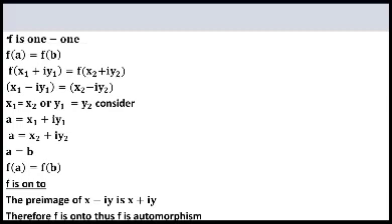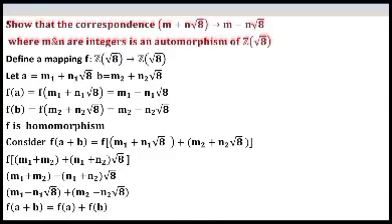Now we are proving f is onto. The pre-image of x1 minus i y1 is x1 plus i y1. Therefore, f is onto. Thus, f is an automorphism.